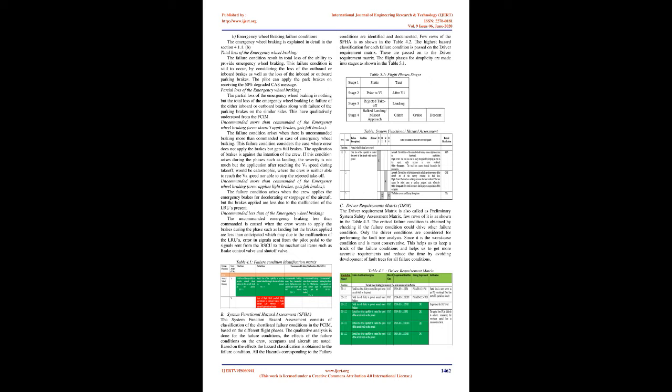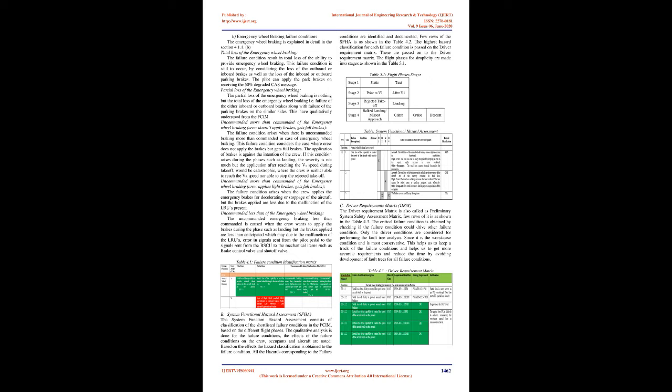Uncommanded more than commanded of the normal wheel braking, crew applies light brakes, gets full brakes. The failure condition occurs due to the malfunction of the LRUs present in the brake system. In the uncommanded more than commanded case, crew applies light brakes but gets full brakes. The crew's intention is to apply light brakes but the brakes are fully applied. This failure condition might result in effects on the crew, aircraft, and occupants.